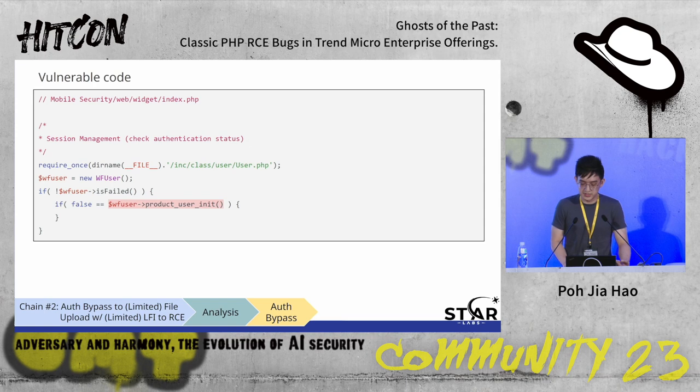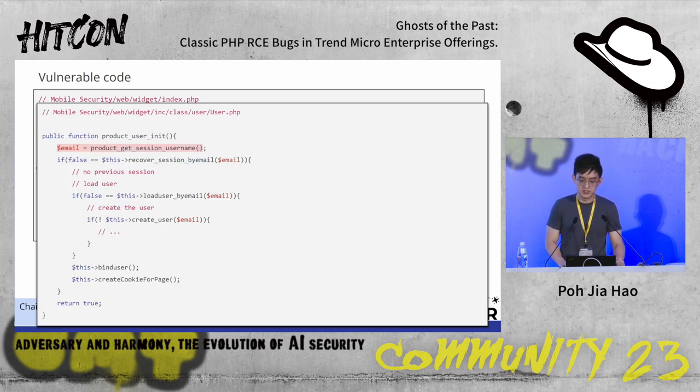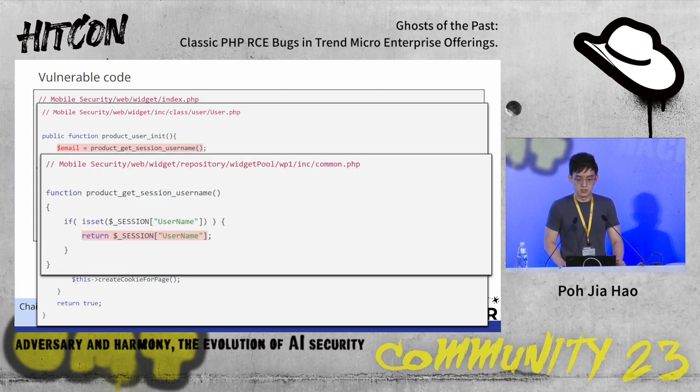Going back to the index page, we see that the product user init function of the WF user class is executed. This function contains the code for authenticating a user. And inside this function, the first line invokes a product get session username function, which returns data that will be stored in this email variable. What it does is to simply return the value set inside the username key of the PHP session.